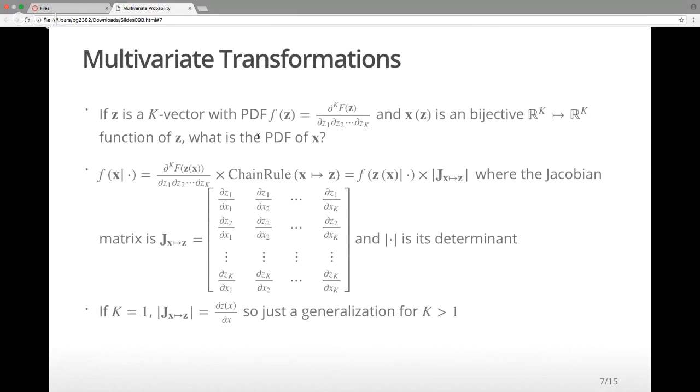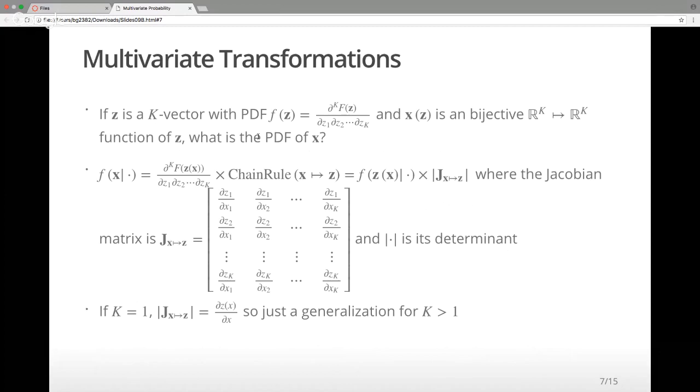Multivariate transformations. Here we go. So let's say Z is a random vector of size k. It has some PDF that we know. And X is a function of Z. In particular, it's a bijective function of Z. So we have k variables. We transform them. We get k other variables. What is the PDF of the random variable X?